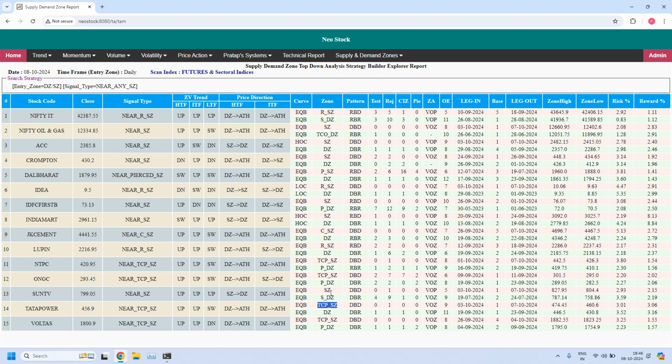1, 2, not valid, 3, 4, 5, 6, and this is indices. So we have 6 high liquidity daily supply zones from this list.